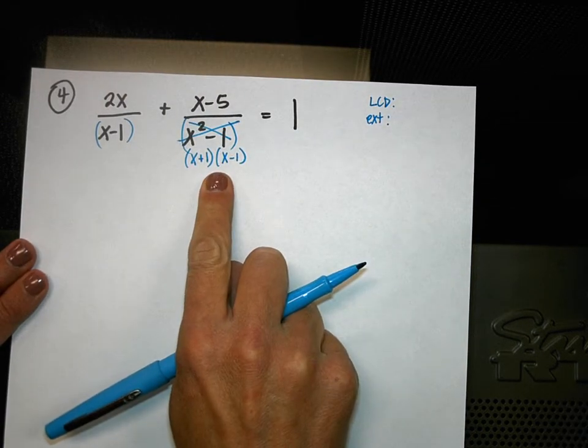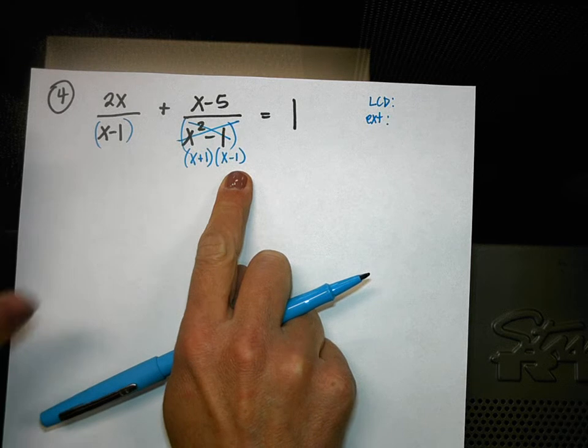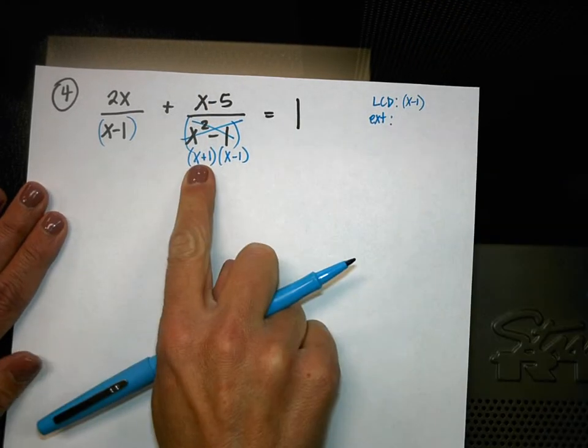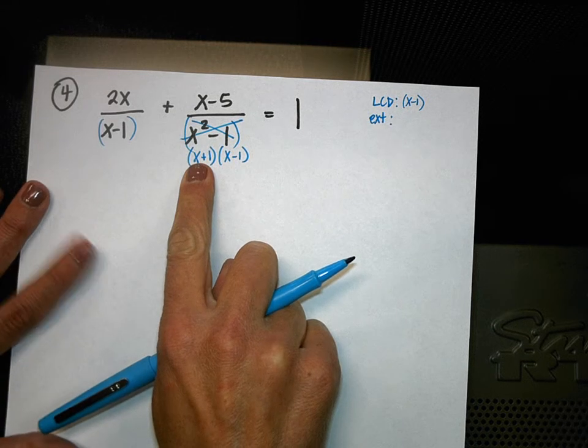So based on that, these both have an x minus 1s, which is great. We will just need one x minus 1. But then because this also has an x plus 1, we also need an x plus 1. Okay?